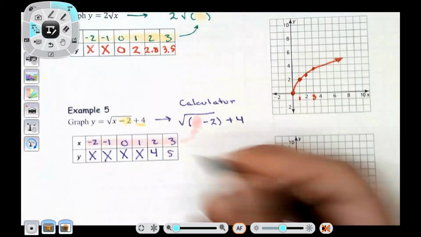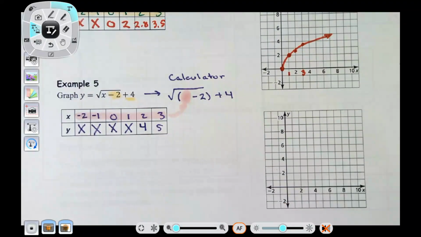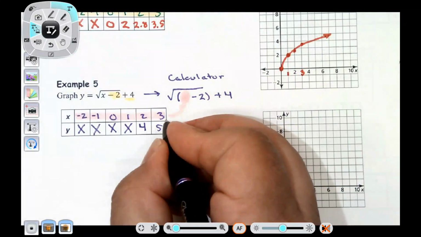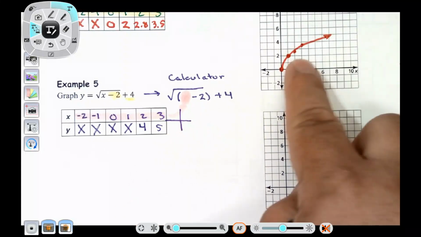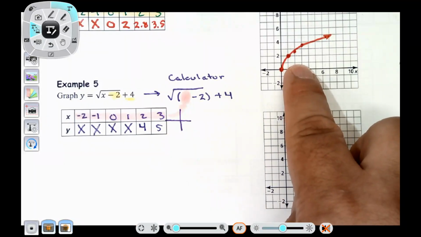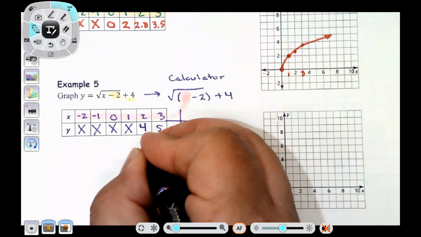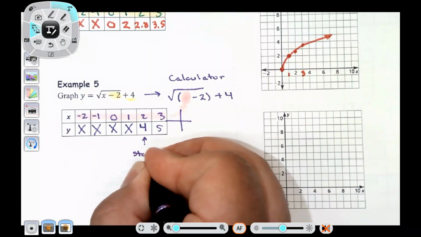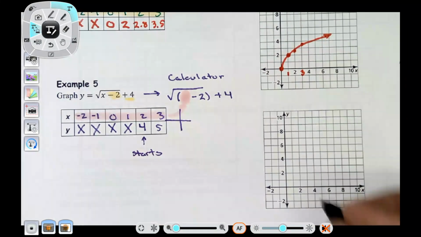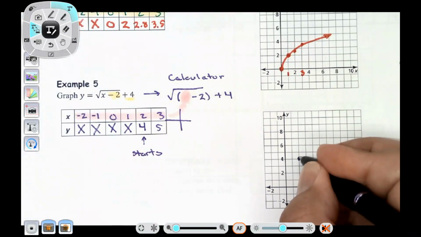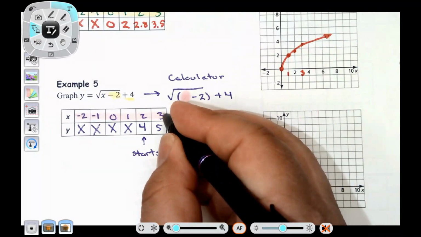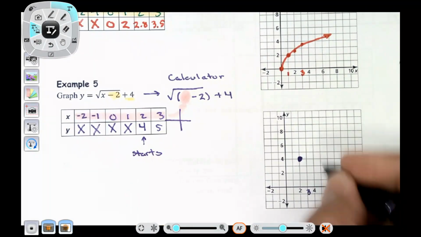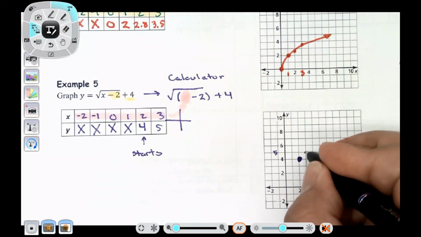So my table is done, and you might say, I don't think that's enough points. Remember, you can always add more, right? You can make more points if you need them. But if you already know what the graph looks like, we really just needed to have our starting point. And this is where it starts at (2, 4). So I go to 2, I go to 4. There's my first dot. Then it says go to 3. So go to 3, and then I go up to 5. So there's my second dot.